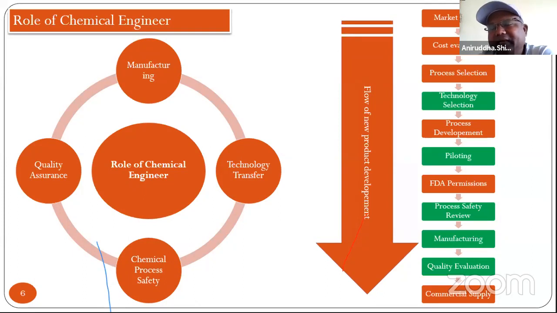After that, they are doing the process selection. Now cost evaluation has been done. Then they are doing the rough estimation cost evaluation. This is the primary cost evaluation. After that, they are selecting the process. After selection, they are selecting the technology, which technology they want to use.